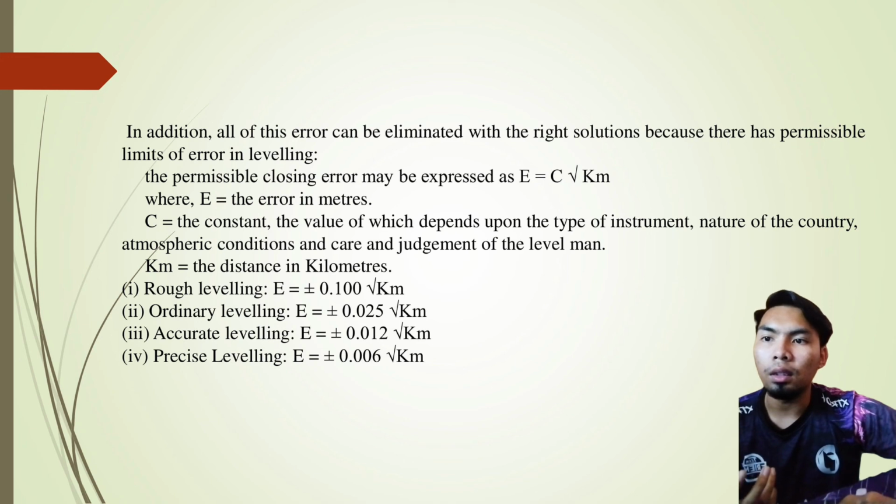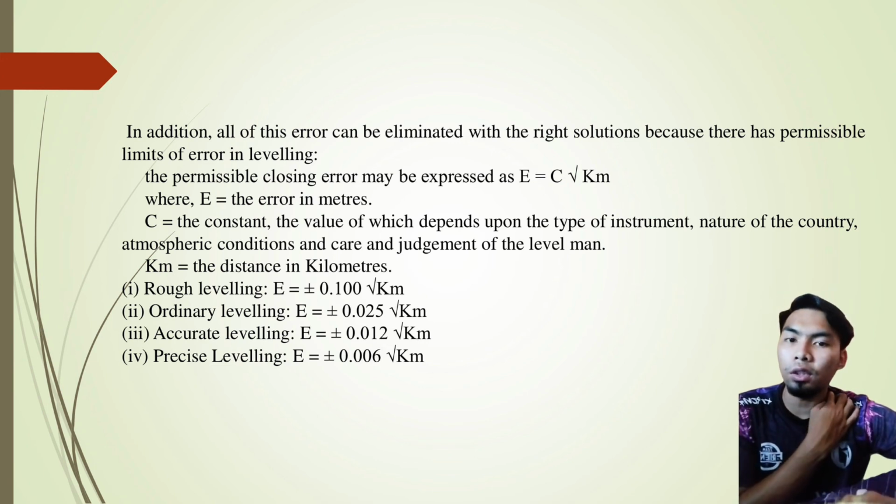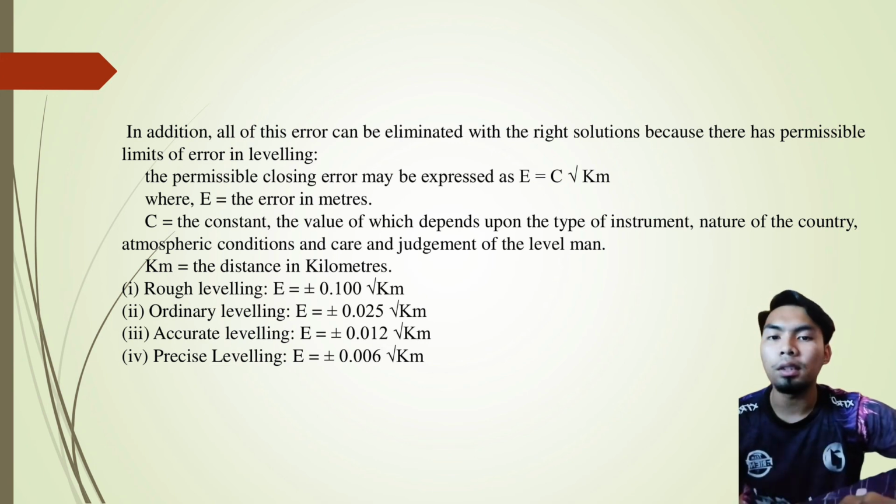First, rough leveling, E equals plus or minus 0.100 square root K. Second, ordinary leveling, E equals plus or minus 0.025 square root K. Third, accurate leveling, E equals plus or minus 0.012 square root K. And fourth, precise leveling, E equals plus or minus 0.006 square root K.